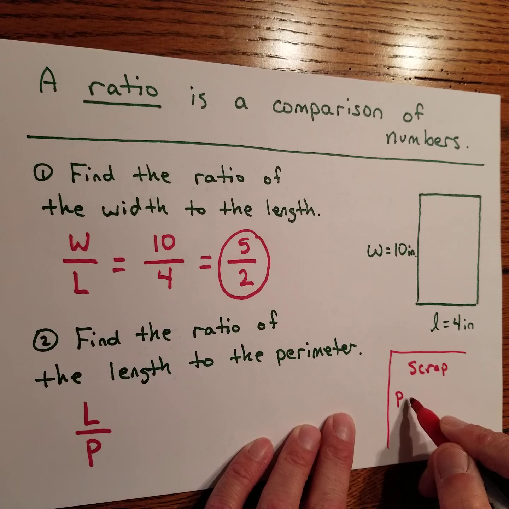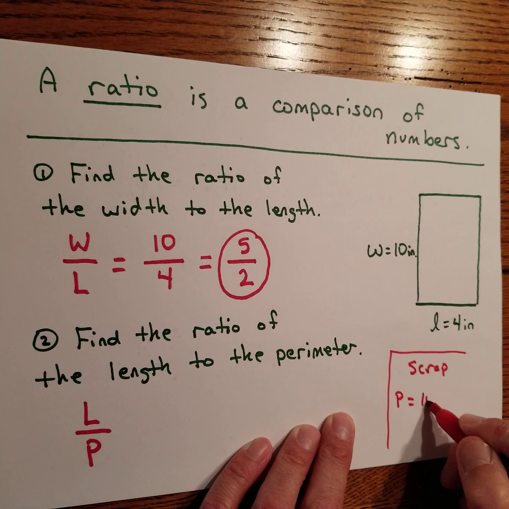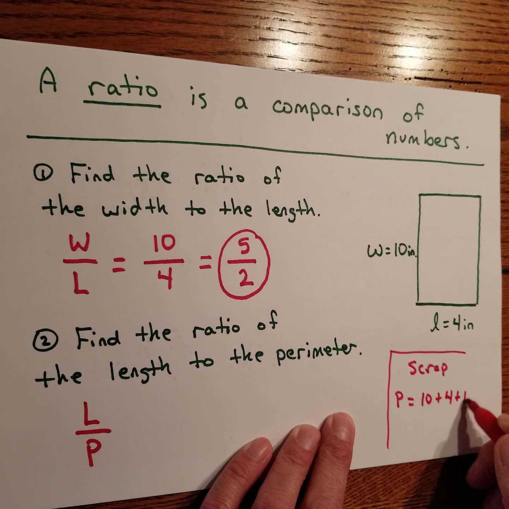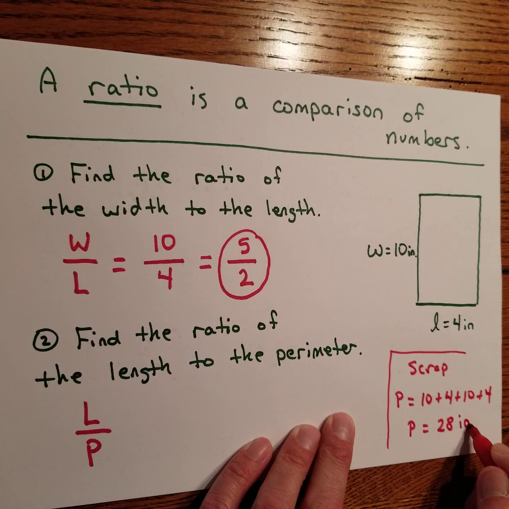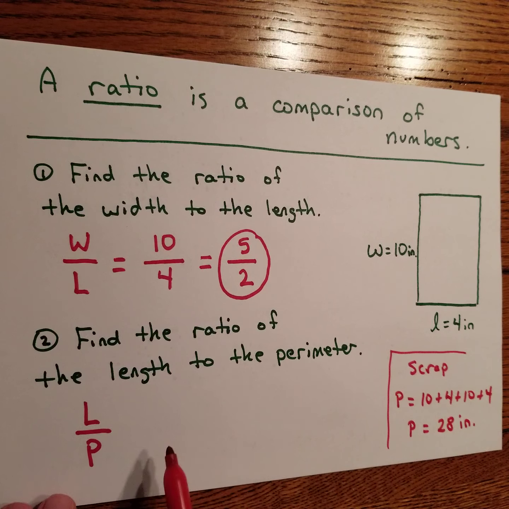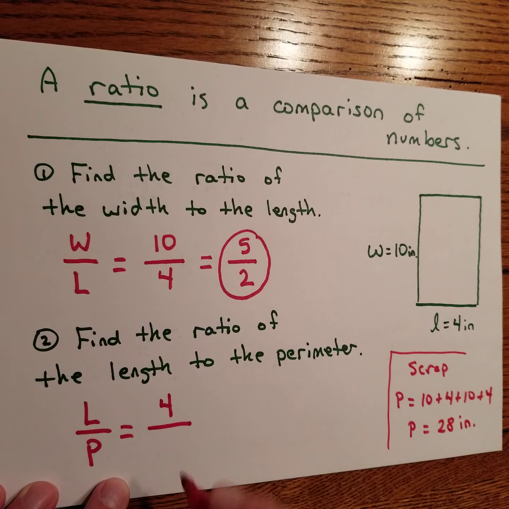If I want the perimeter, I've got to add up all of the sides. 10 plus 4 plus 10 plus 4. Length plus width plus length plus width. When I add those up, that's a perimeter of 28 inches. Now I'm ready to answer my question. Find the ratio of the length to the perimeter. Means compare the length, which is 4 inches, to the perimeter, which is 28 inches.